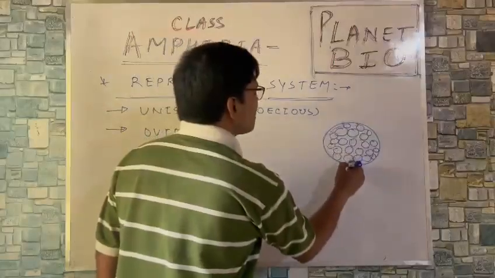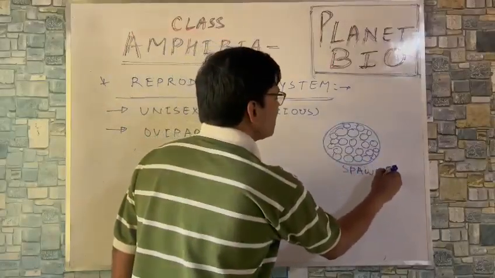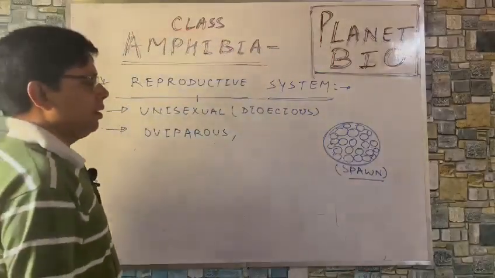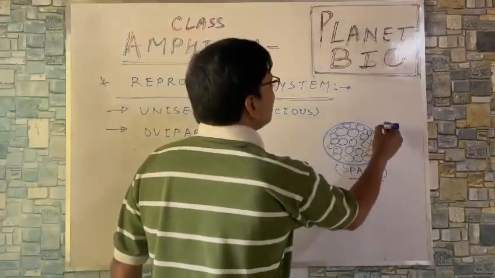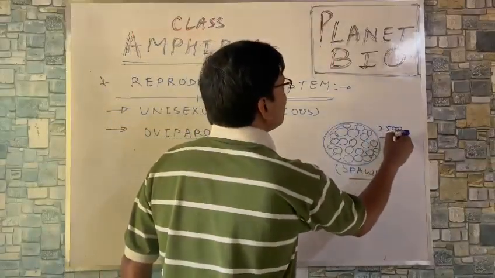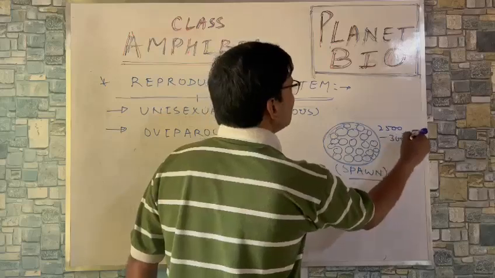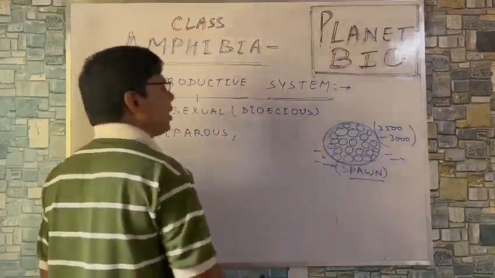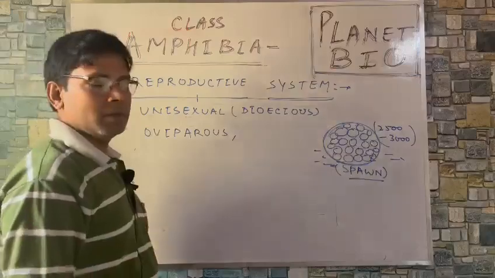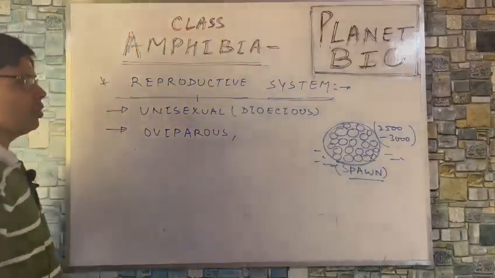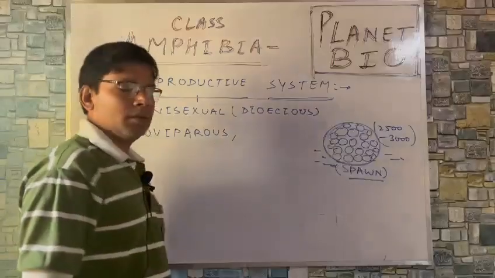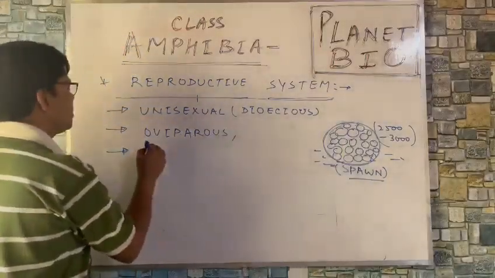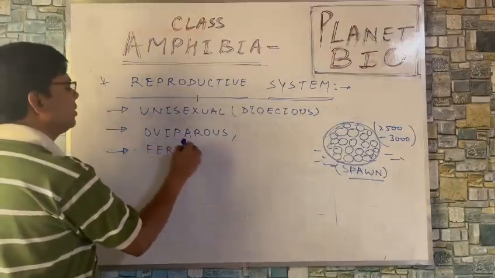So this is what we call a spawn, that is a group or mass of eggs laid by the female. The number is estimated to be 2,500 to 3,000 at a time in fresh water, not on land. And now the function is handed over to males just to take care of. Here males come and fertilize, so fertilization is external.